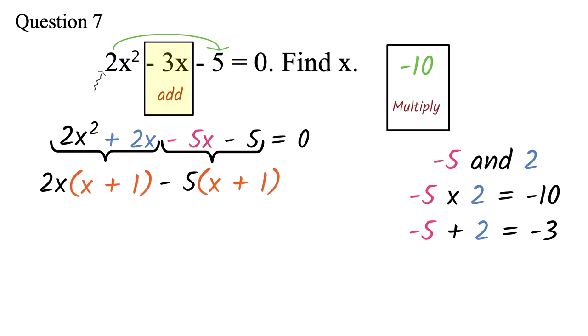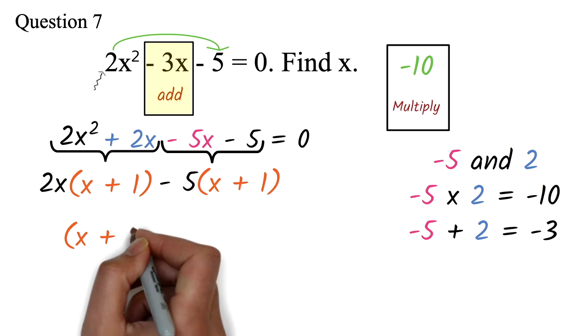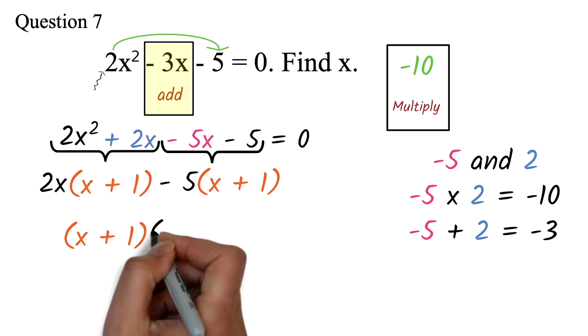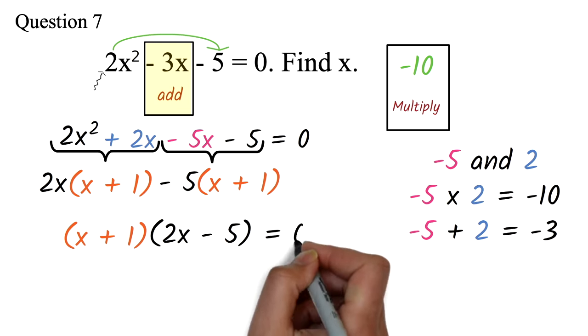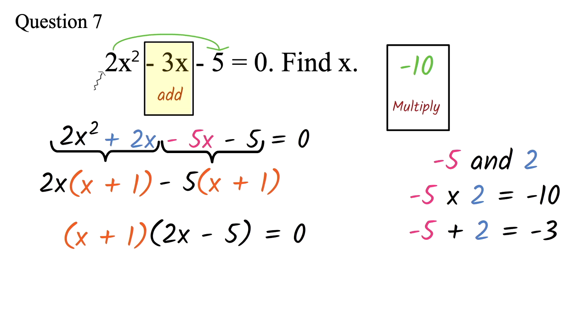What is in the parenthesis will always be the same for both groups. If you get different values, you're doing something wrong. Step 5. Bring what is in the parenthesis, x plus 1, times what is outside, that's 2x minus 5, equals 0. Step 6. Equate each of the things multiplying to 0 and solve for x.